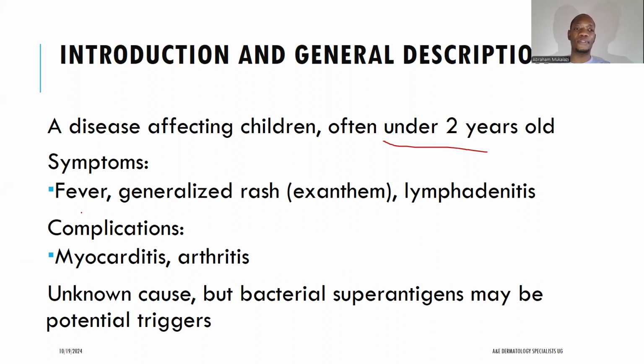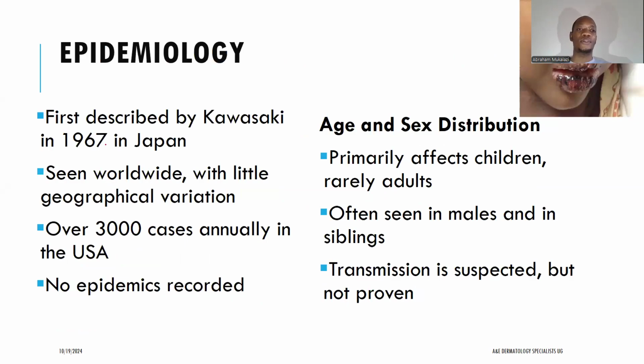Systemic symptoms include fever, a generalized rash, and lymphadenitis commonly affecting the cervical lymph nodes. The common complications we see are myocarditis and arthritis. The exact cause is not yet known, but bacterial superantigens have been postulated to be potential triggers, yet to be confirmed. It was first described by a doctor called Kawasaki in 1967 in Japan.